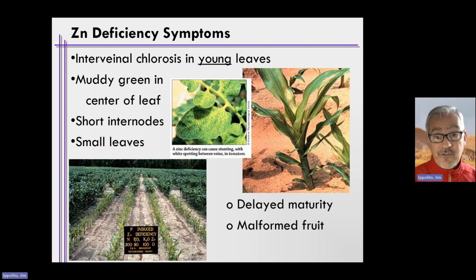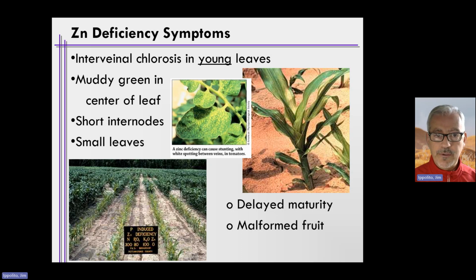In grasses or in dicots, sometimes we see muddy green in the center of the leaf, much like what you see in the corn on the right or in the tomato in the center. It just looks sort of muddy green. It's sort of interveinal chlorosis, but it looks muddy green. In corn, it might be a white band, actually. And I'll show you some pictures of that on the next slide.